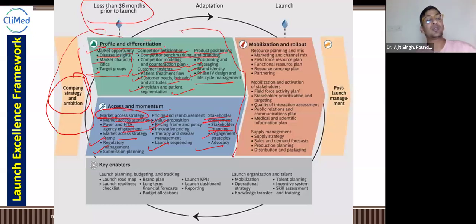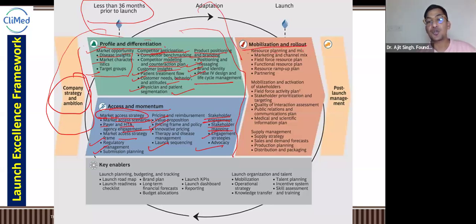Meaning, you have to include the phase 3 part also, right? Phase 3 clinical trials. And parallelly, these company strategies and ambitions will be defined in the form of profile and differentiation, and access and momentum. And then, after adaptation of these, it goes to the launch, right?